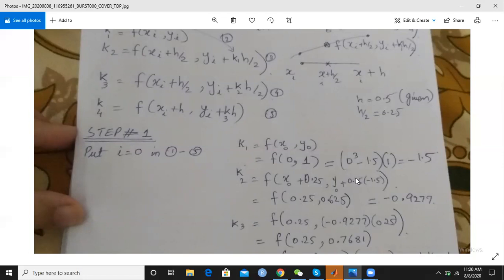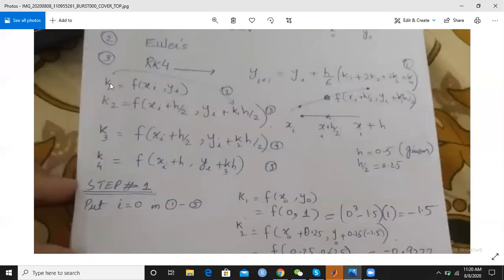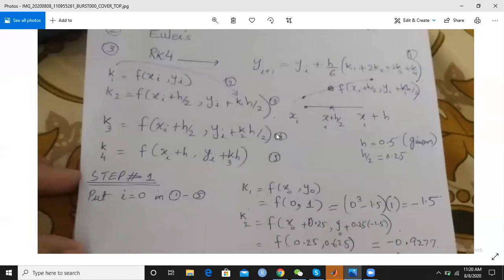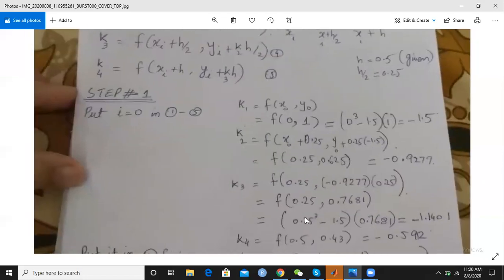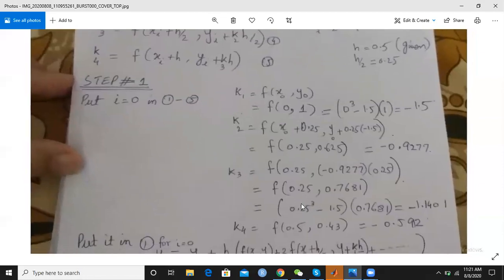Y naught plus h by 2 times k1. K1 is, now you have worked for k1, and now you have substituted it in K2. Now please follow this arrow. Can you see? I will work for K1, I will utilize it in K2. I will work for K2, I will utilize it in K3. I will work for K3, I will use it in K4. So this is the beauty of RK4. It is interconnected, okay? And that is why it improves the results.